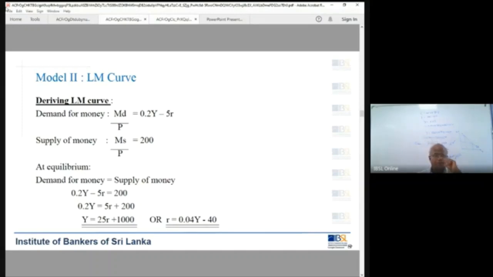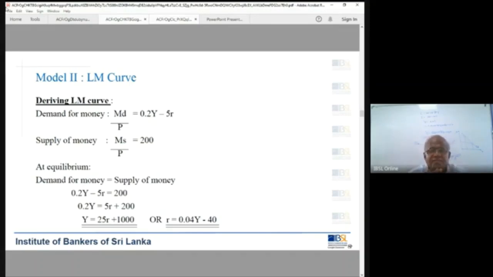Demand for money, supply of money. MD over P is the demand for money. You don't keep only MD, you divide it by P. You don't keep MS, the money supply, only; you divide it by P. When you divide by P, the price level, that is called real demand for money, demand for real money. Your price level is fixed, so that's why you indicate MD over P and MS over P.